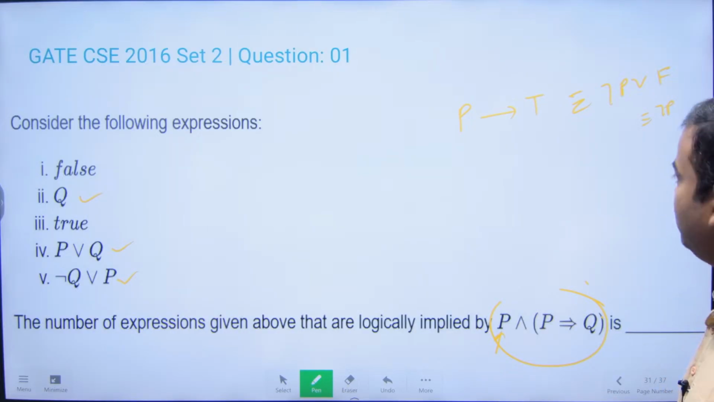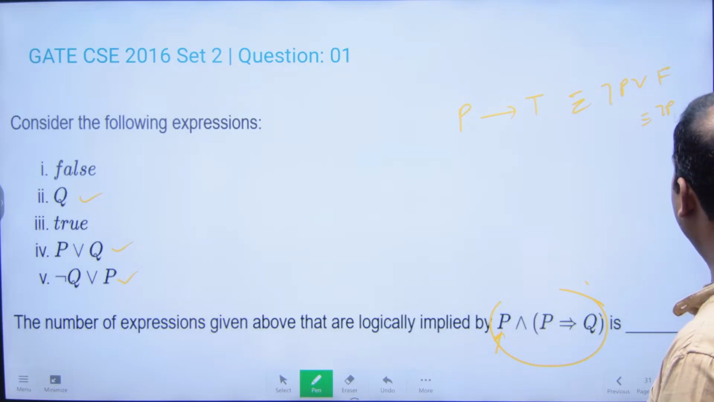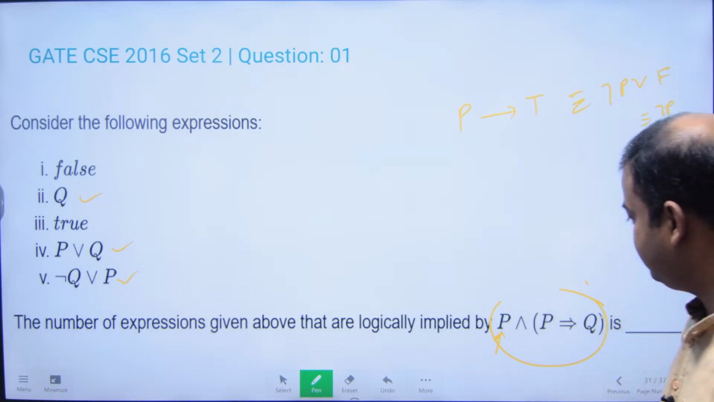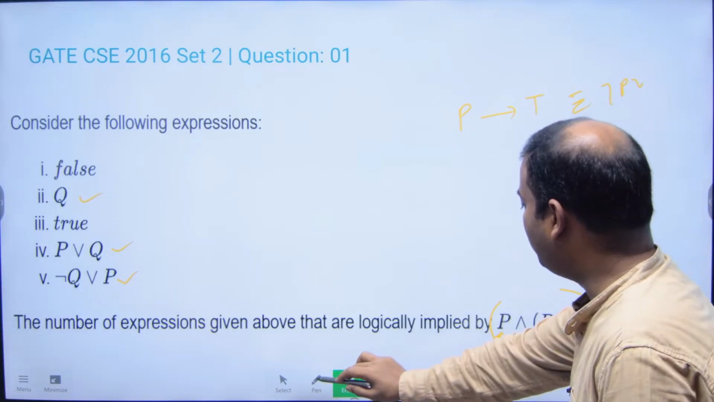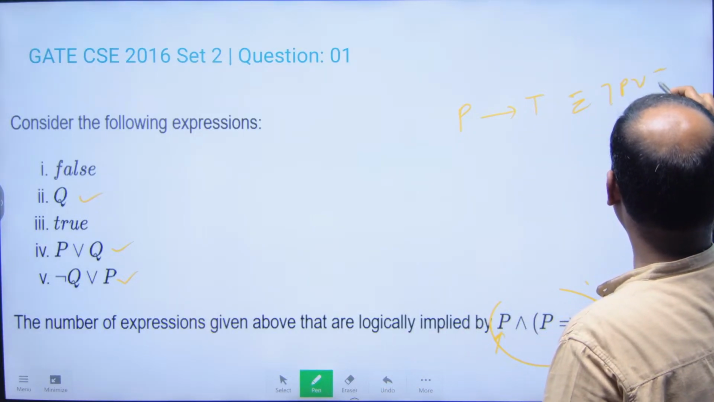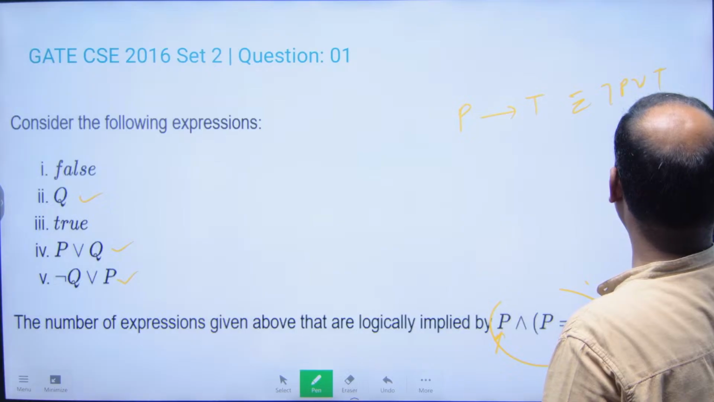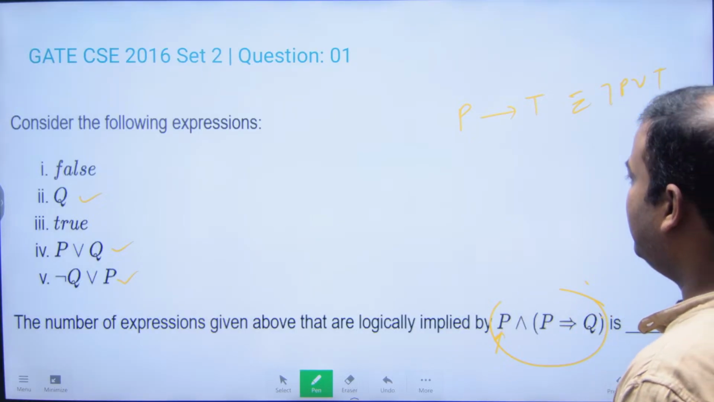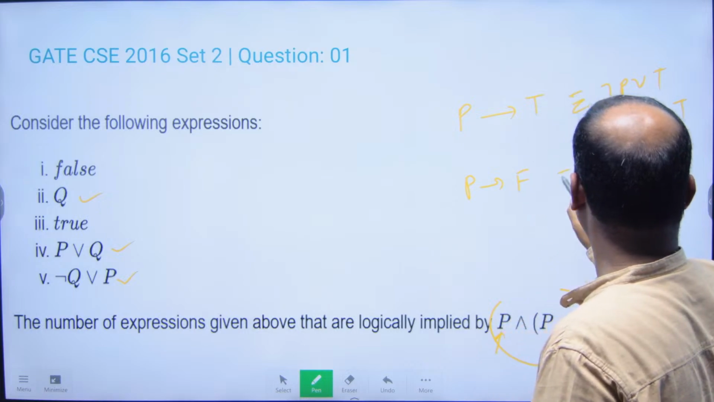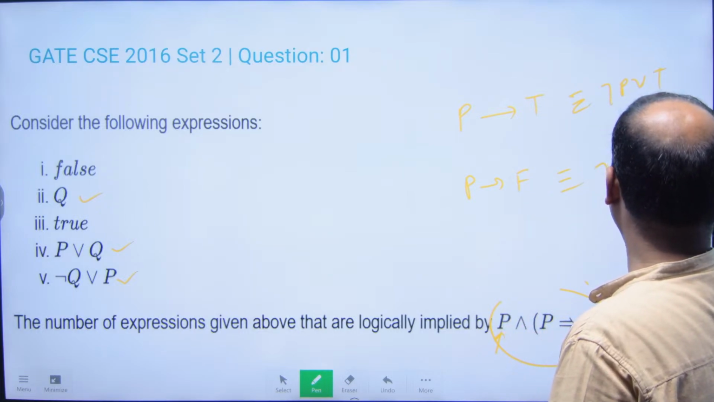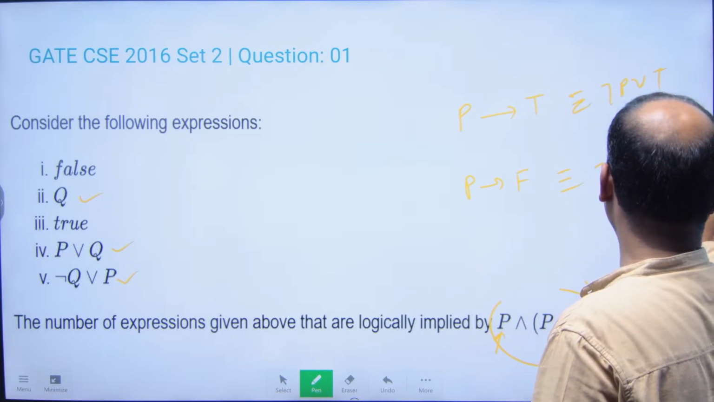Not P or true, yes, you are right. So this is equivalent to true. So yes, and what about this? Not P or F. So that is equivalent to not P.